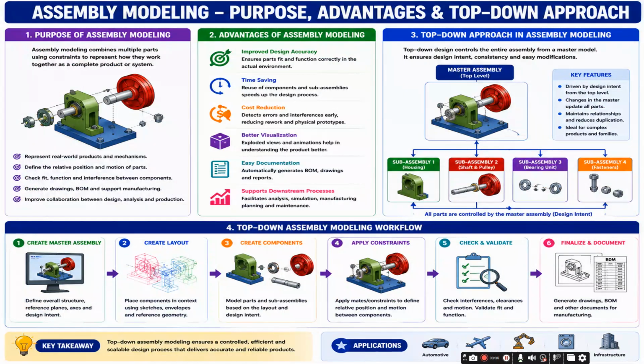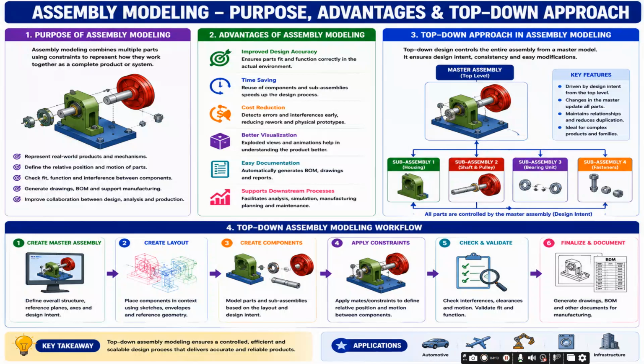Purpose of assembly modeling: combines multiple parts using constraints to represent how they work together as a complete product or a system. Represent a real-world product or mechanism, define the relative position and motion of the parts, check fit, function and interference between the components, generate drawing, bill of material and supporting functions, improve the collaboration between design, analysis and production. Advantages of assembly modeling: improve design accuracy, time saving, cost reduction, better visualization, easy documentation, support downstream processes.